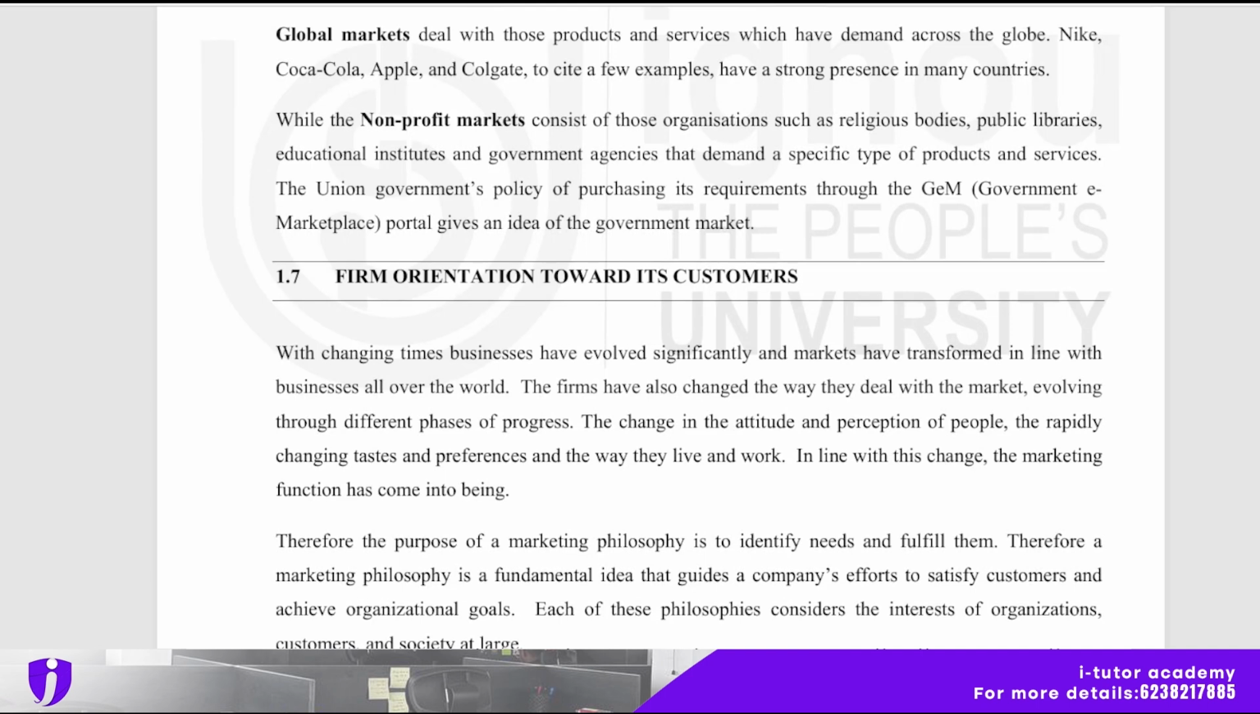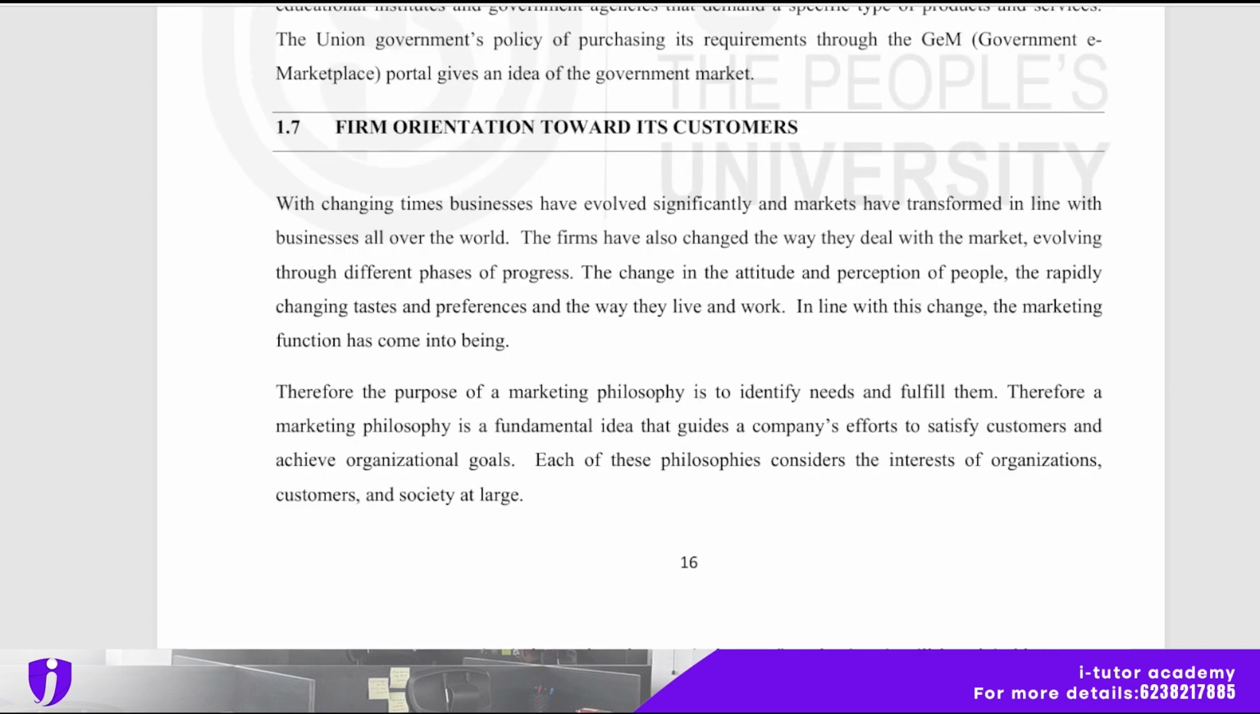And the non-profit market consists of those organizations such as religious bodies, public libraries, educational institutions and government agencies that demand a specific type of product and services. The union government's policy of purchasing its requirements through GeM, that is Government e-Marketplace. Firms' orientation towards their customers.